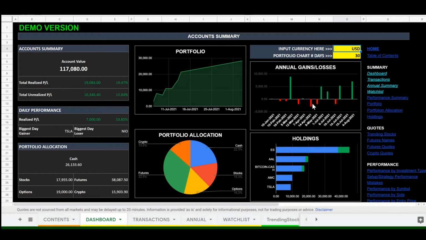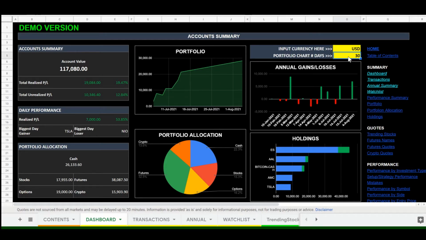So right here is your annual gains and losses per day. This will show in bar chart format when the days are that you lost money and how much. If you want to see a bigger view, there's a sheet for this in this tracker as well.